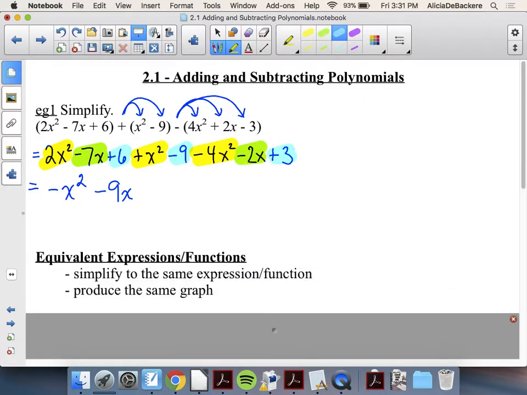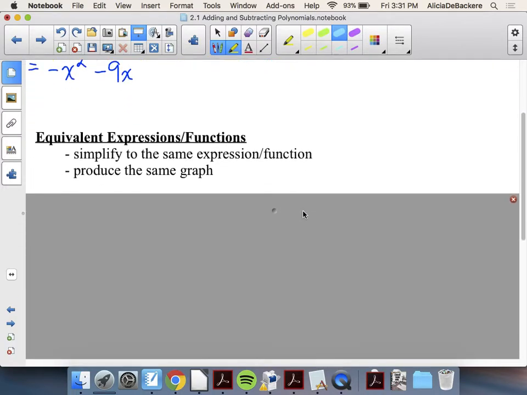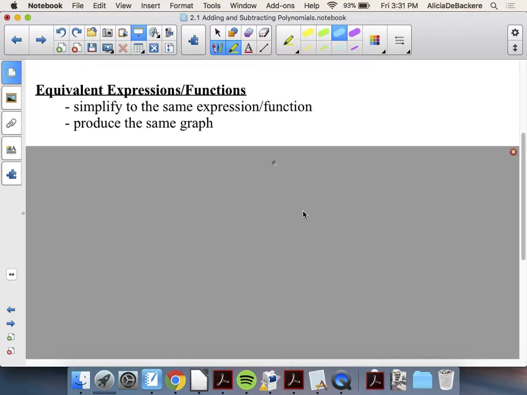Moving on to the next part of our note, we're going to talk about equivalent expressions and functions. So what I want to do is be able to simplify so that I end up with the same expression or the same function. That's what it means for something to be equivalent. It means that they are the same. So simplifying to the same expression would be my algebraic approach. If I wanted to take a graphing approach, I'd have to show that they make the same graph to show that they are, in fact, equivalent functions.